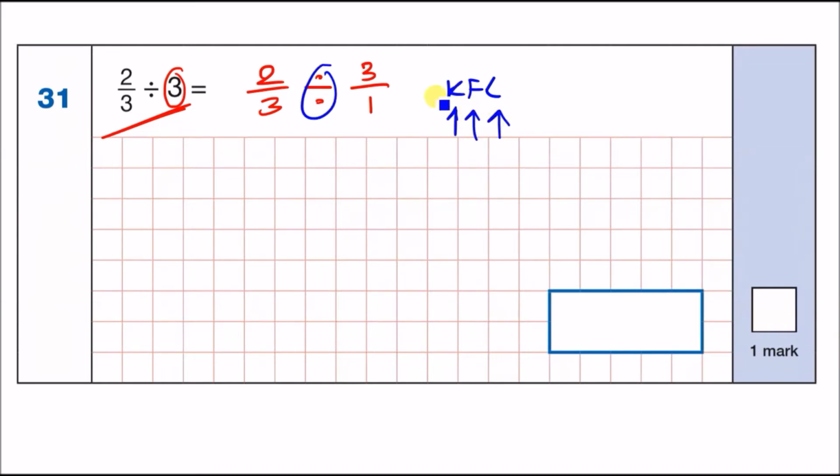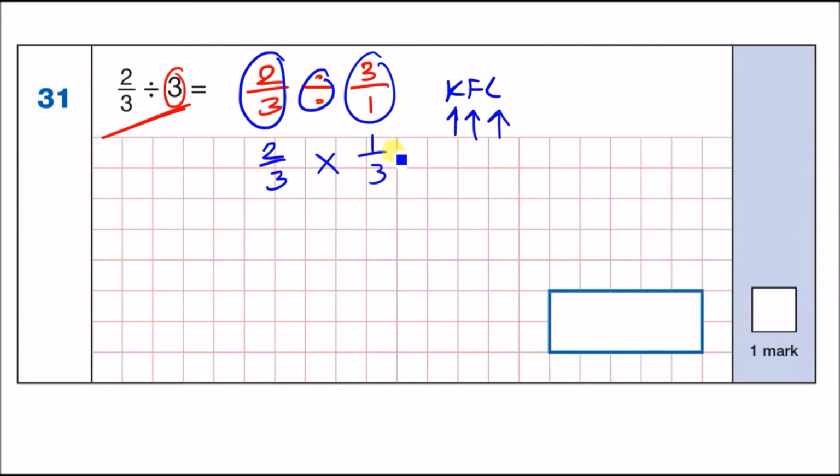This stands for keep, flip, change. If you guys are thinking Kentucky Fried Chicken, that would have been a good second guess. What this actually means is that we need to keep the first fraction, flip this one so it becomes 1 over 3, and change the sign into a times. So now we've got 2 over 3 times 1 over 3, and times in this is easy. You just times across. So 2 times 1 is 2, and 3 times 3 is 9. So the answer is literally 2 over 9.